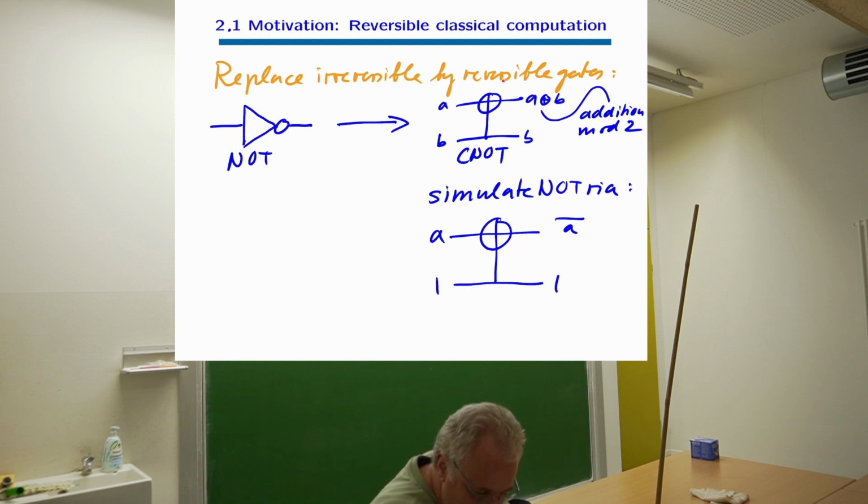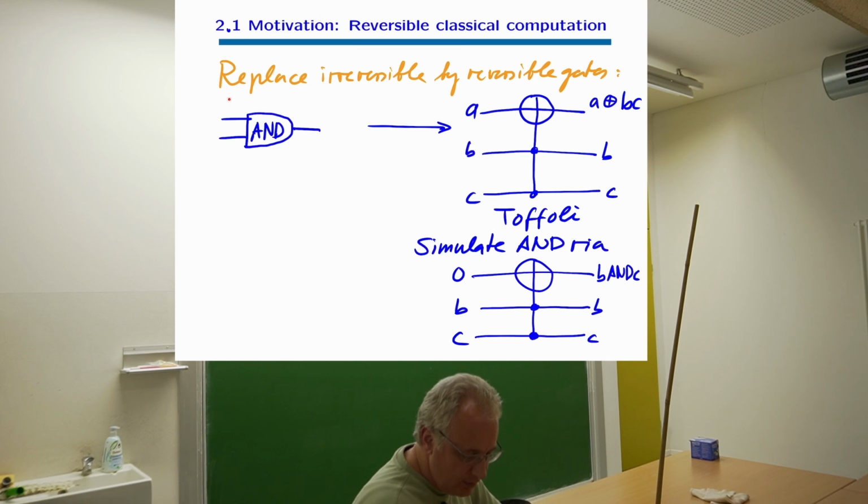Anyway, I replace it here by a controlled NOT, where we use a bystander particle, and then we can simulate the NOT by just putting a bit with value 1 into that bystander particle. The problem, however, is that it sticks around. We have wasted memory doing this operation.